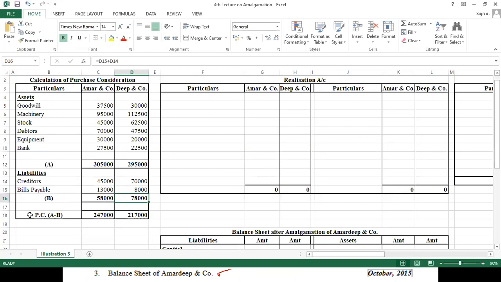Therefore, I got my PC also, that is purchase consideration, A minus B. A means total asset at market value minus external liability. So I got 2,47,000 for Amar and Company and 2,17,000 for Deep and Company. Up to here, everything is clear.